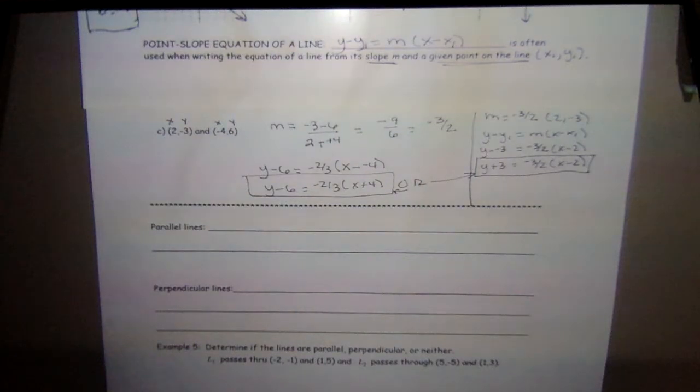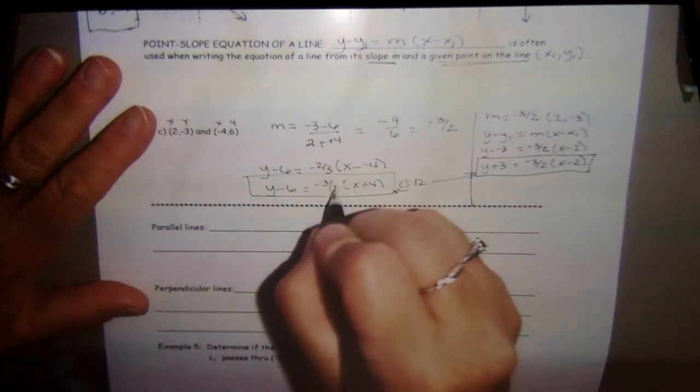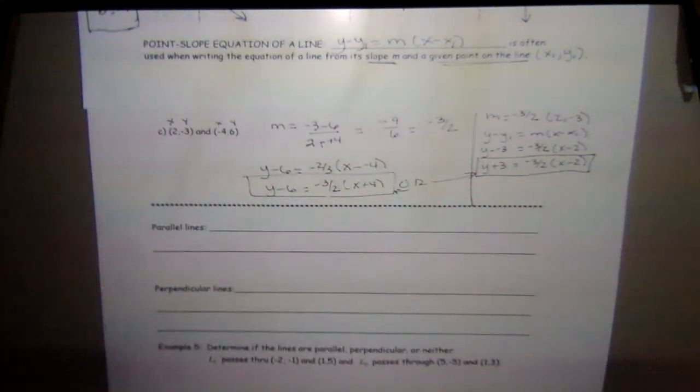How could you prove that these are the same equation? I put it in y equals mx plus b form. I'm not going to because that's 2/3. I don't want to deal with that fraction. But if you wanted to show they were the same, multiply it out, get y equals mx plus b, and I messed up. Where did I mess up? 3/2. There should be 3/2 here. Questions there?